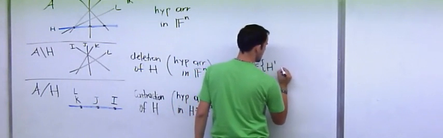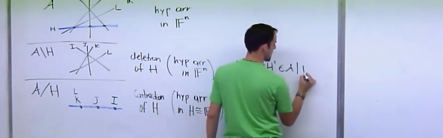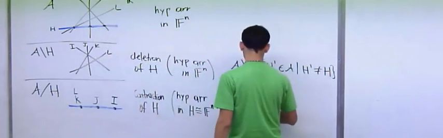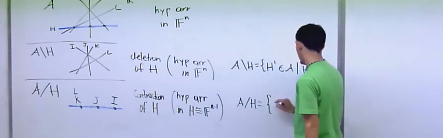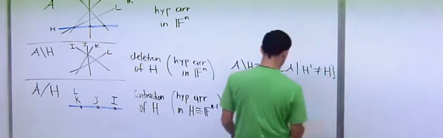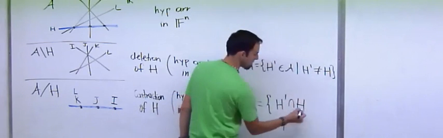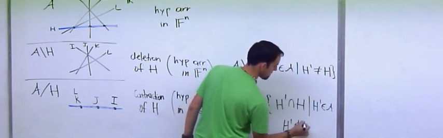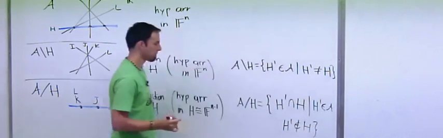So the deletion just consists of the hyperplanes in A such that they're not H. And for the contraction, for each H prime in A such that H prime is not H, you consider the intersection of H prime and H.